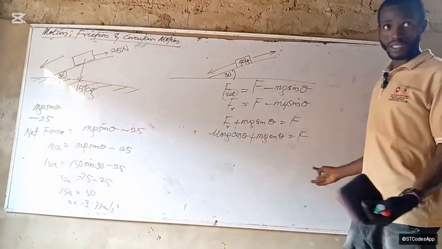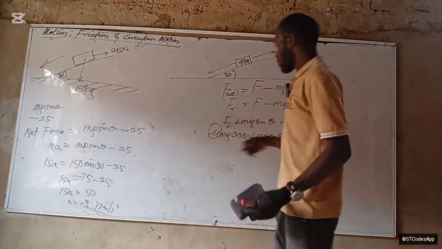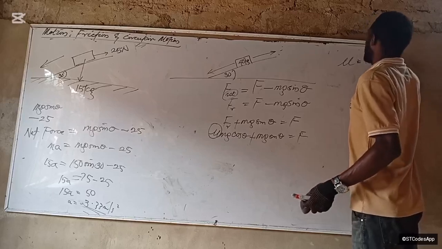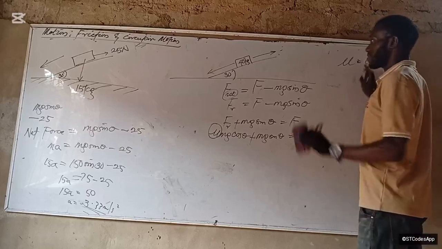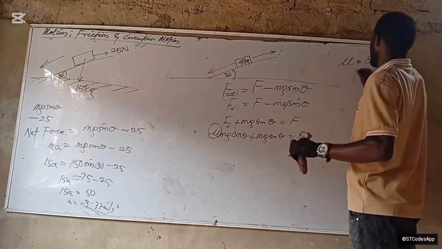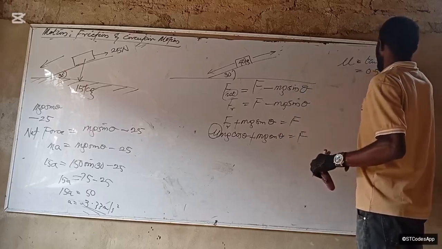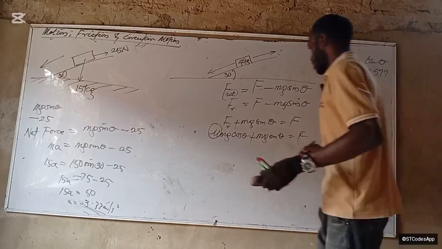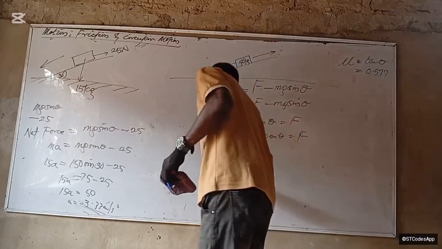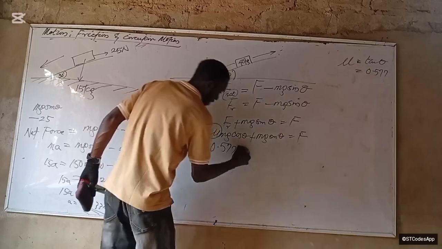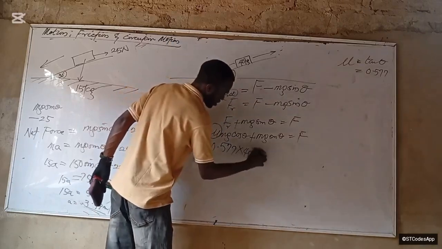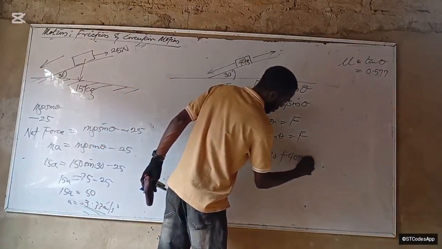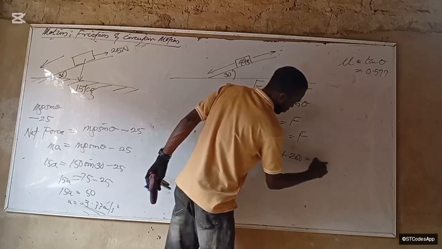Should we finish it? What's our mu? We have not even gotten mu. Mu is going to be tan theta. You see, I didn't even have to do anything, I just did tan. What's tan 30? 0.577. Okay, we used 0.58 the other time. So 0.577 times mg, which is 400 cos 30, plus 400 sine 30, that's 200, is equal to F.